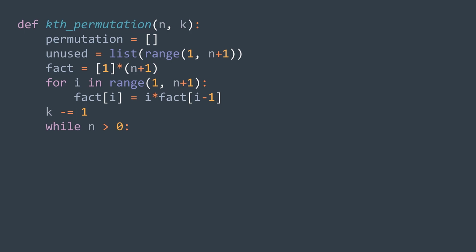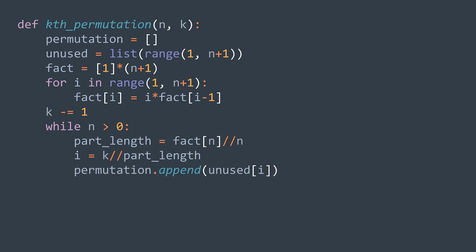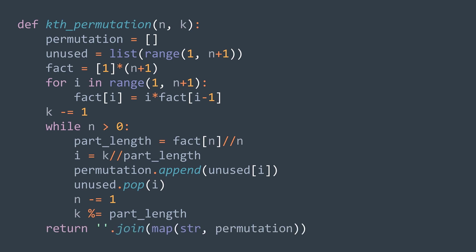While n is greater than 0, path length is n factorial, fact of n, divided by n. Then, the index of the next element to take is k divided by path length. After getting the index of the next element, which is I, we add unused of I to our permutation, and we delete the element at index I from unused. Before moving to the next permutation, we decrement n, and k becomes k modulus path length. After the loop, our permutation is built. We just join its elements into a string and return it. We return the kth permutation as required by the problem.